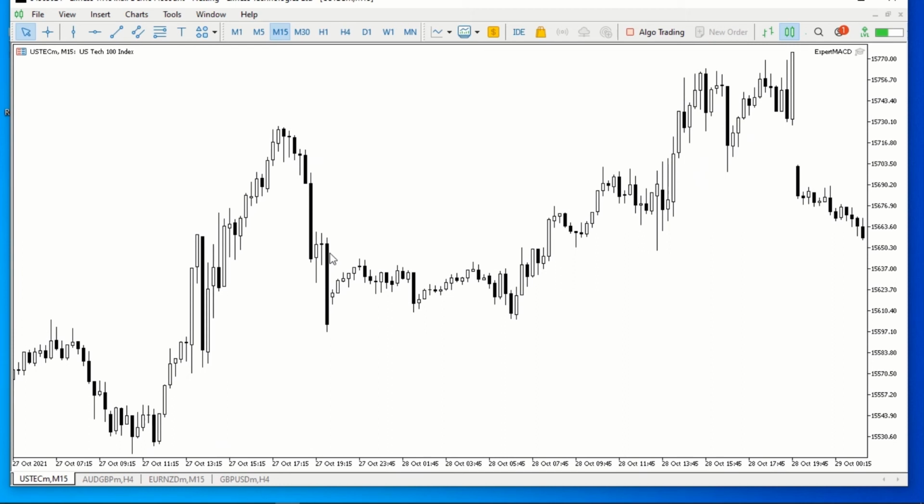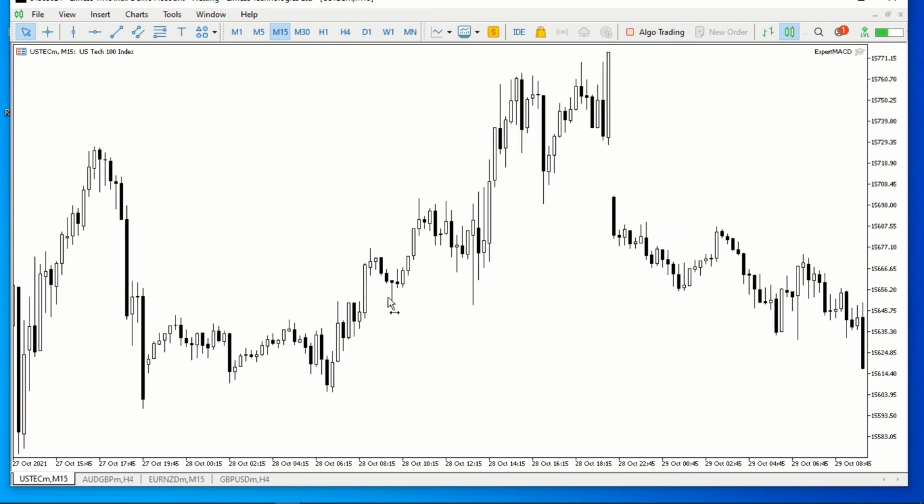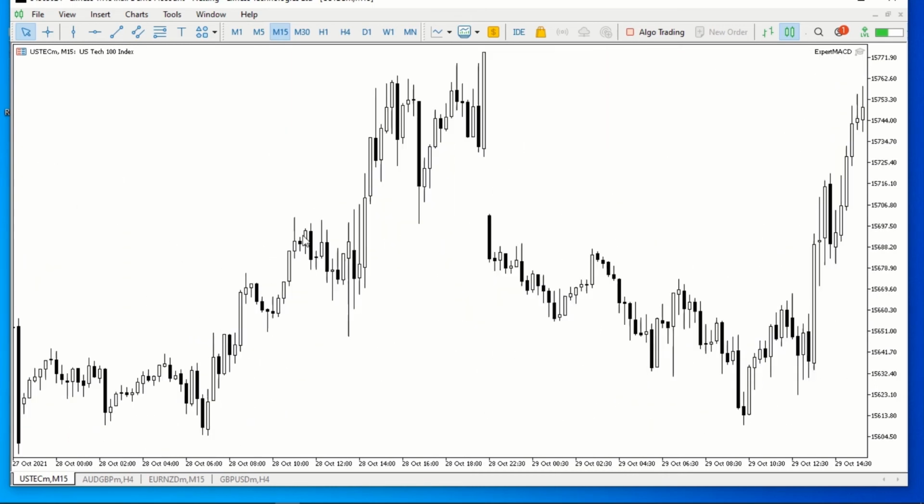Another typical example was also formed here: drop, base, rally. This is where we have our demand zone. It happens all the time. Another one was formed here.